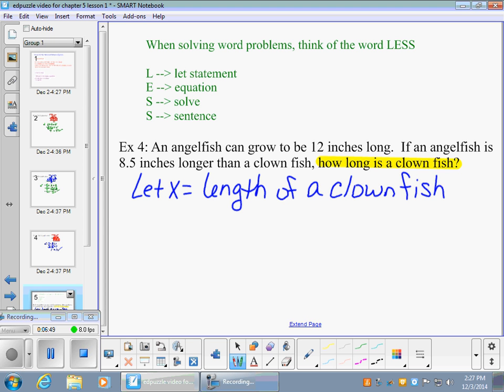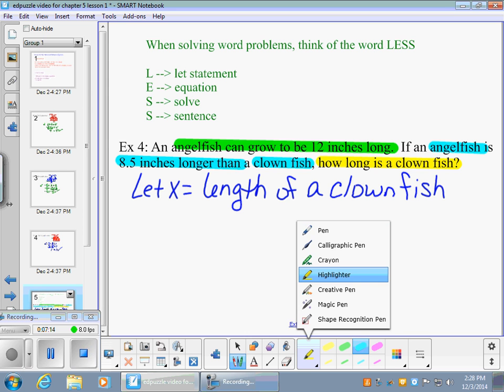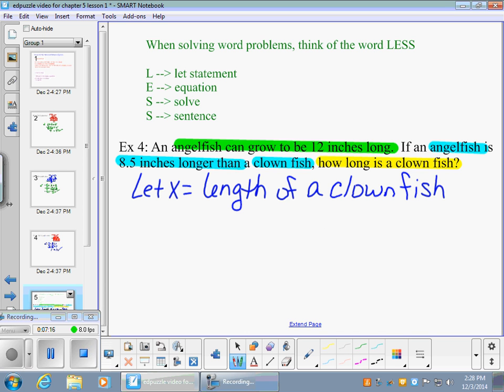Now let's go back and look for important information that will help us come up with our equation. It says an anglefish can grow to be 12 inches long. That's the total the anglefish can be. It also says that the anglefish is 8.5 inches longer than the clownfish. So that's important as well. So now let's come up with our equation.